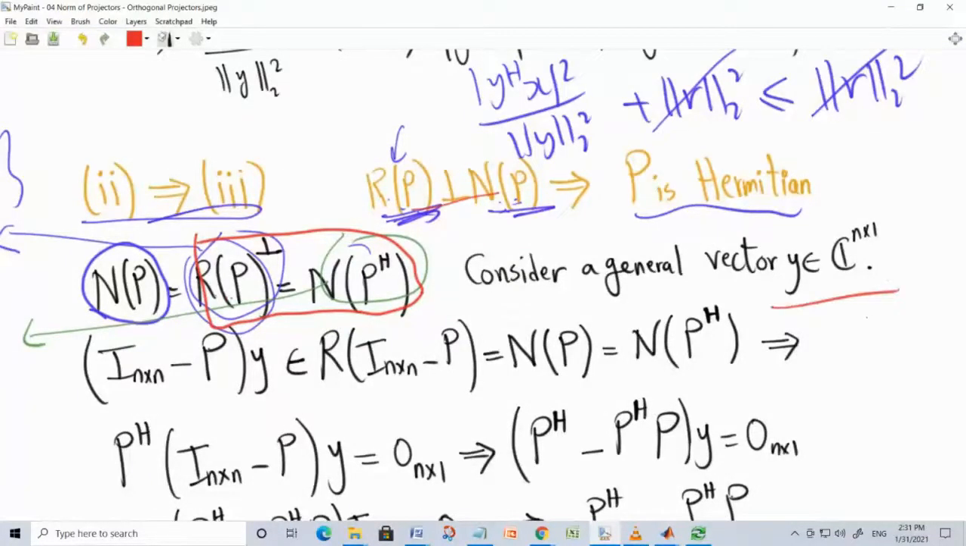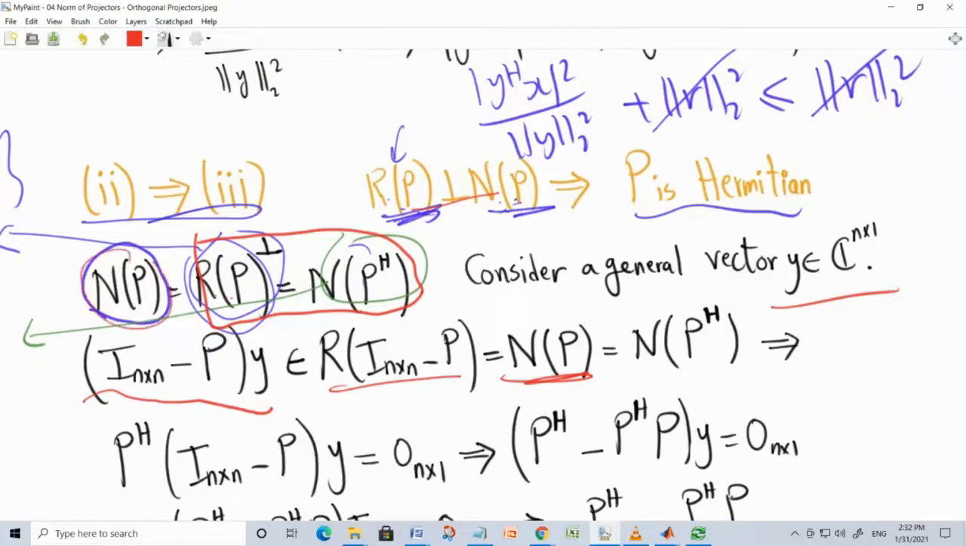Take a general vector Y living in the n-dimensional space. What is I minus P times Y? I minus P times Y is a linear combination of the columns of I minus P. You take a matrix multiplied by a vector, you get a vector living in the column space of the matrix. So I minus P times Y is a vector living in the range of I minus P. But remember, P is an idempotent matrix, and previously we showed that for an idempotent matrix, its null space is exactly the range of identity minus the matrix. So the range of I minus P is the null space of B.